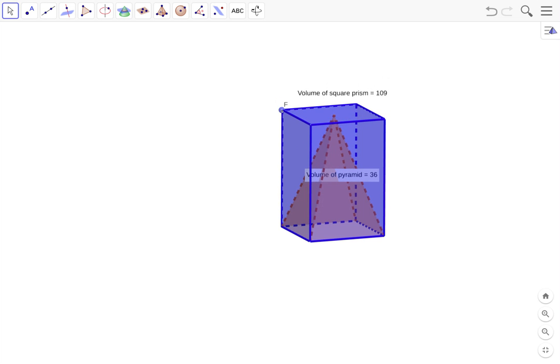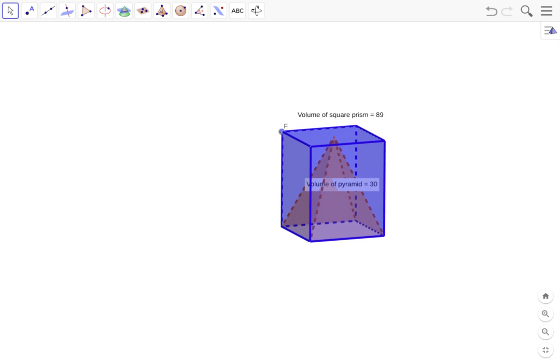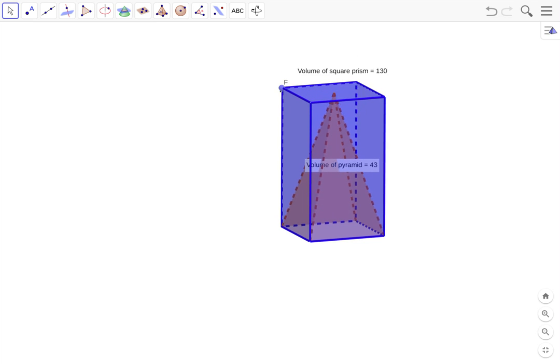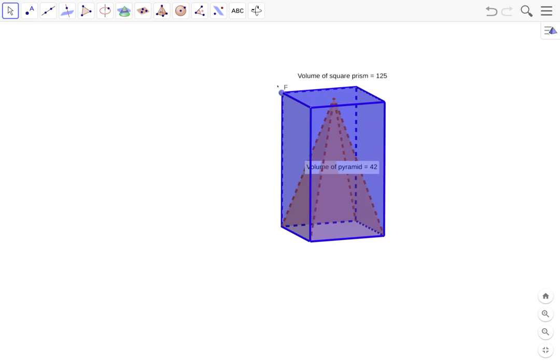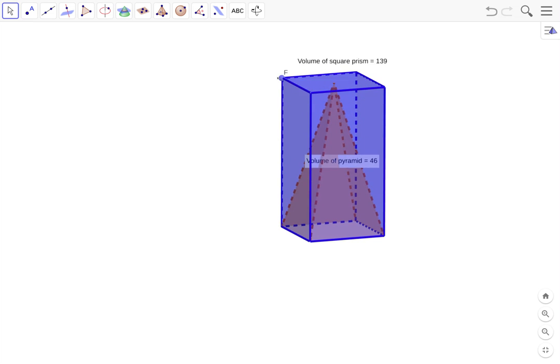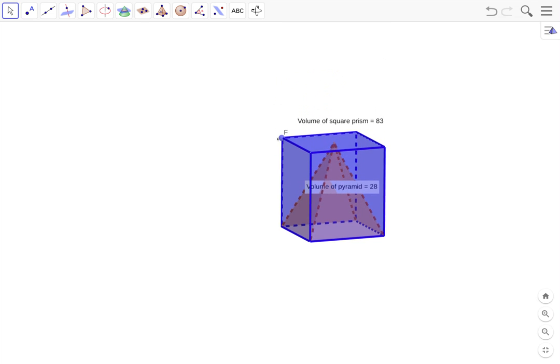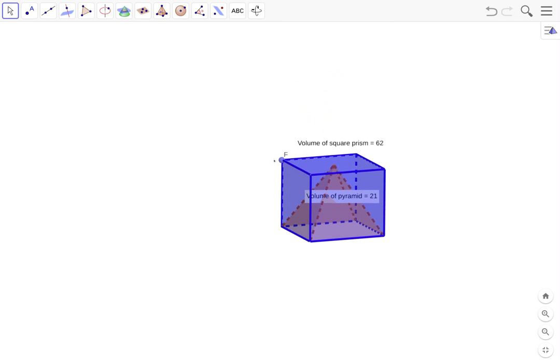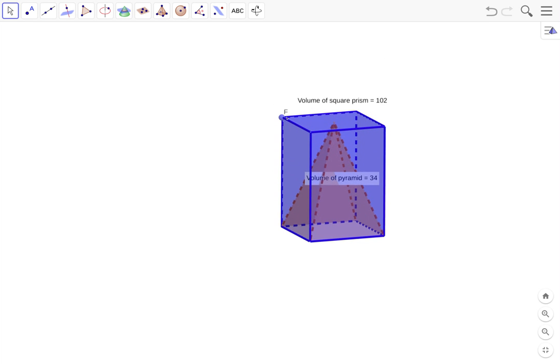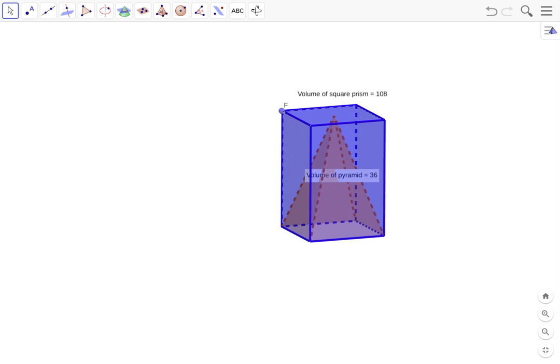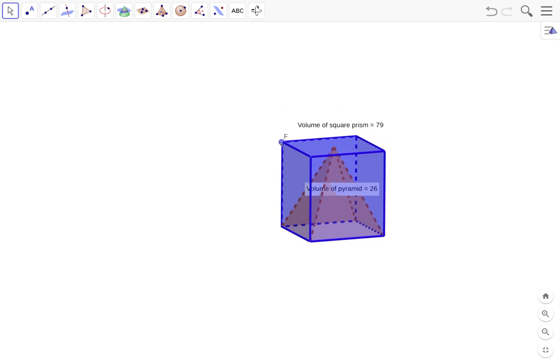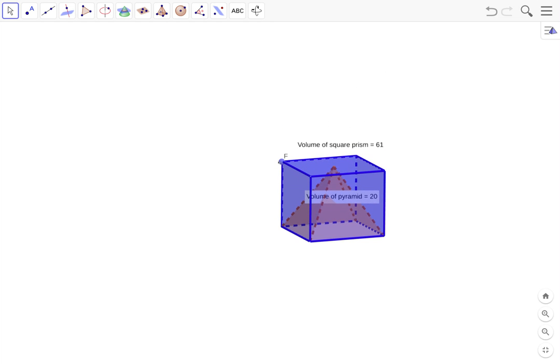Let's choose another. A 90 would be a nice number to work with. And there you go, 90 divided by 3 is 30. So no matter what size pyramid I make, the prism that it fits inside of with the same base and height will be triple its size. Or you could think of it as the pyramid being 1/3 of the volume of the other. Let's choose another. 60 is a nice number that's divisible by 3, and there you go, 20 for the volume of the pyramid.